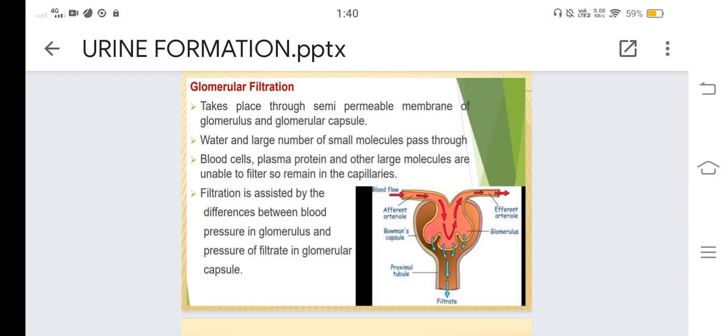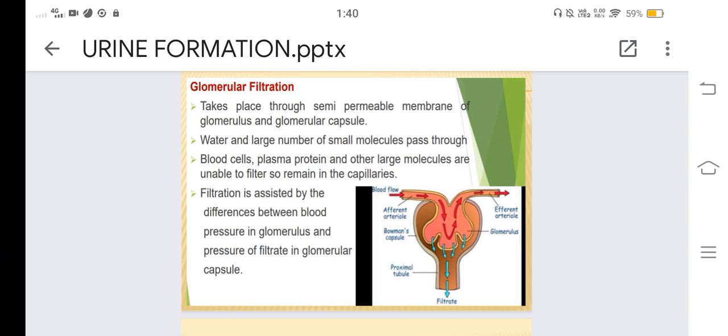So the glomerular filtration process takes place through the semi-permeable membrane of the glomerulus and glomerular capsule. Water and a large number of small molecules pass through, but blood cells, plasma proteins and other large molecules are unable to filter, so they remain in the capillaries. Then filtration is assisted by the difference between blood pressure in the glomerulus and pressure of filtrate in the glomerular capsule.